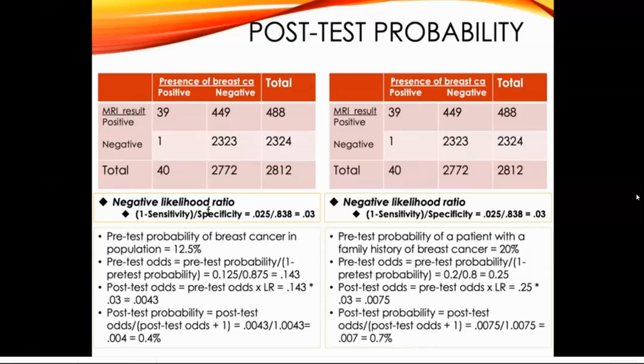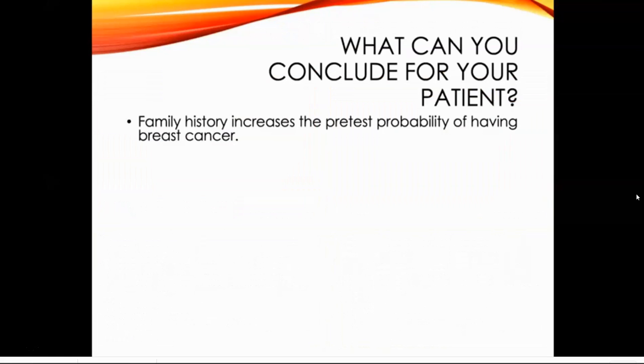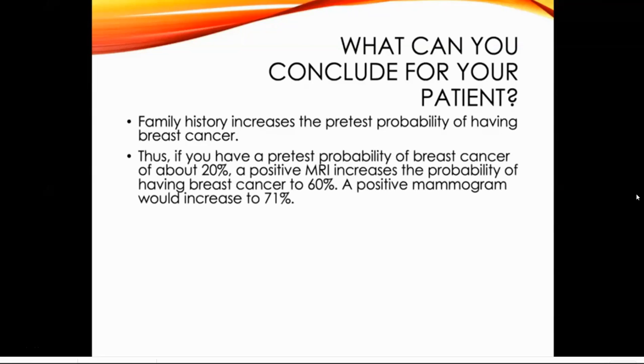So regardless of the pretest probability, a really sensitive test is still awesome at ruling out the disease. All right, so let's go back to our patient. What can we conclude for her? We can tell her, she asked about her family history. We know that family history increases her pretest probability of having breast cancer.